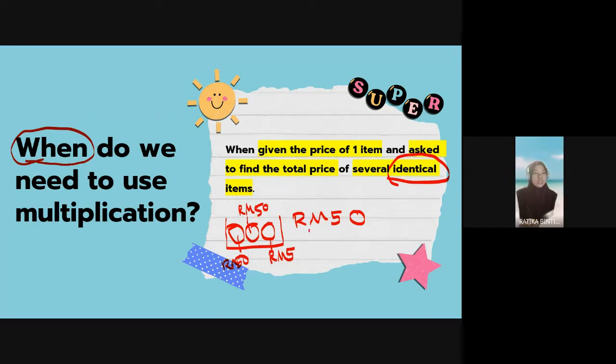So, dia dah bagi kamu harga satu. Awak perlu mencari harga semua ni, 3 ni. Dan harganya semua sama. Jadi, masa ni lah awak kena guna darab. So, 50 ringgit, you will times it by 3.